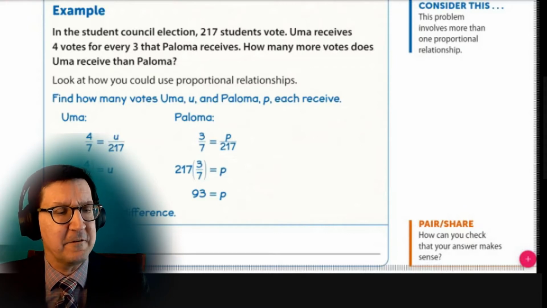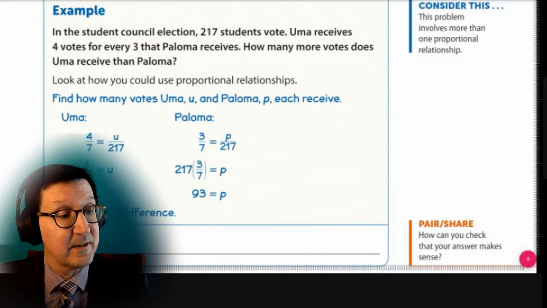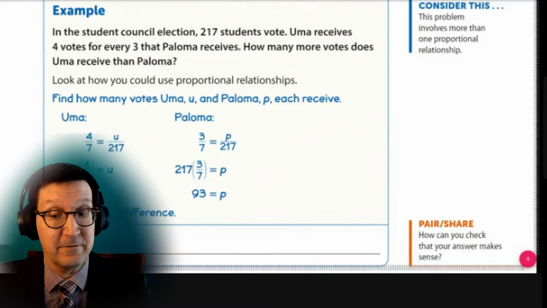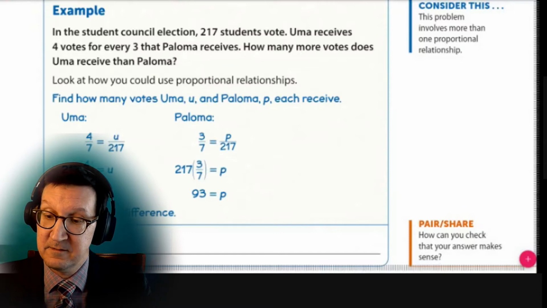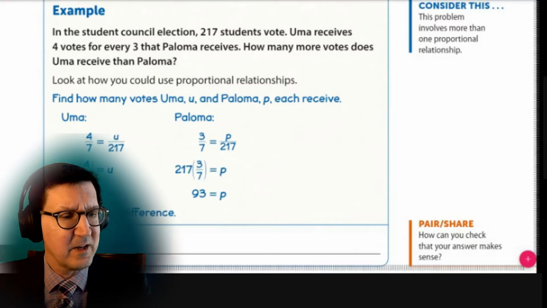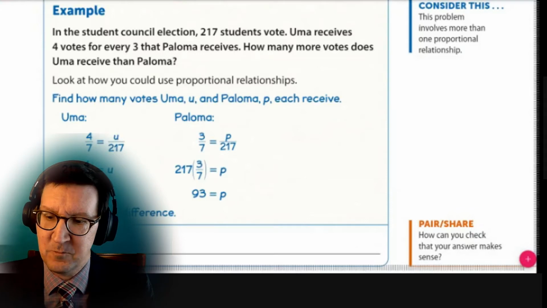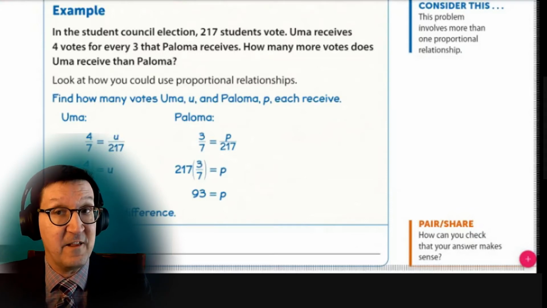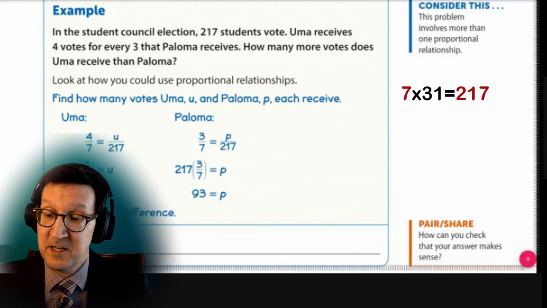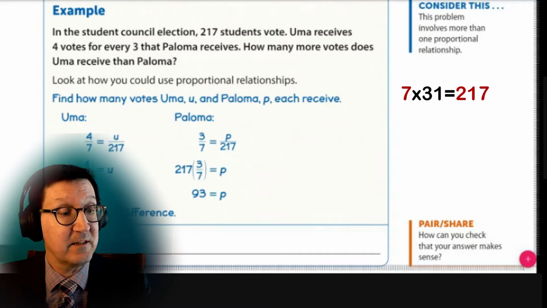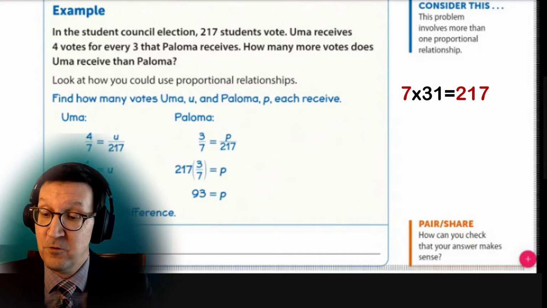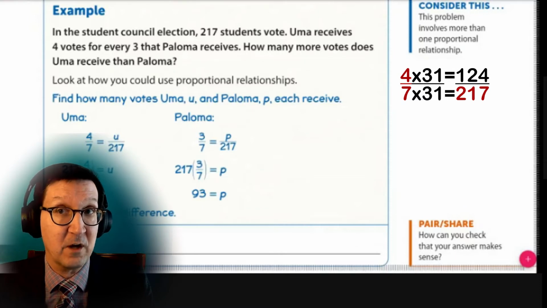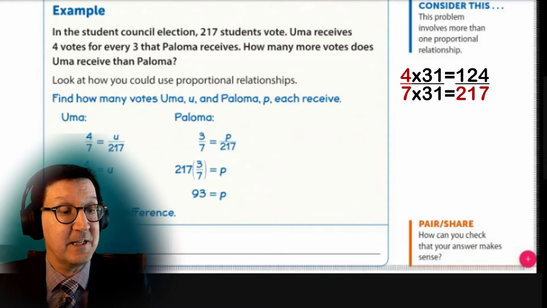So for Uma, we have 4 out of 7. So we can say 4 out of 7 is the same as some amount over 217. So 7 times what is 217? Well, 7 goes into 217 31 times. So 7 times 31 is 217. So 4 times 31 is 124. So that gets us 124 per 217 votes. So Uma receives 124 votes.